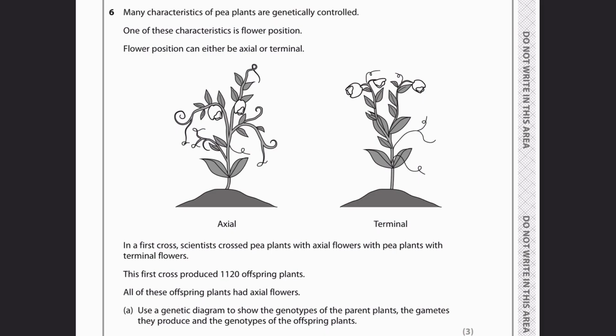It says, many characteristics of pea plants are genetically controlled, and one of these is the position of the flower. So the flower, which is right here, let's color it pink so it's really pretty. It can either be axial, which is somewhere in the middle of the stalk, or it can be terminal, which is at the top. So that's just the position of the flower. This is the phenotype, right? Because this is the characteristic that you're seeing. Now we're trying to figure out the genotype, which is what are the genes that control this. Genotype is always a pair of letters, either big A, small a, big A, and so on.